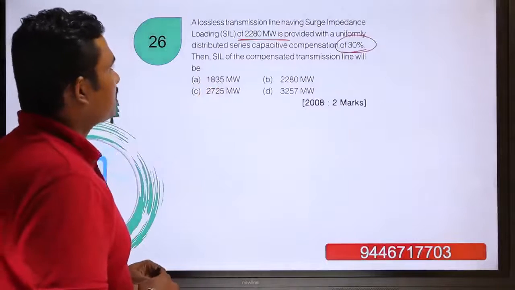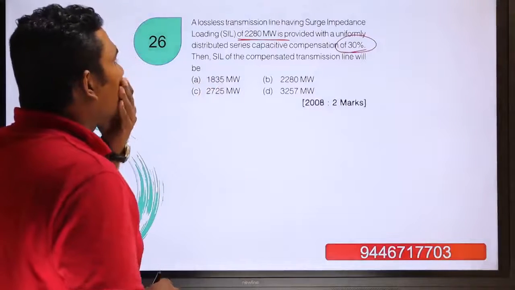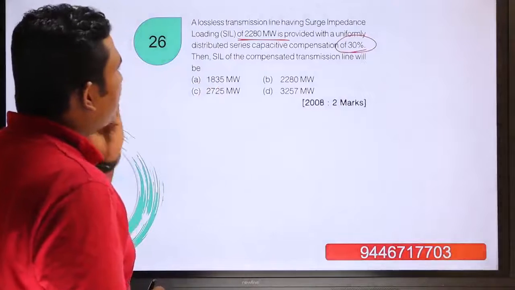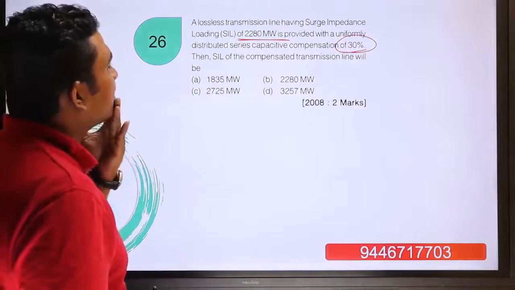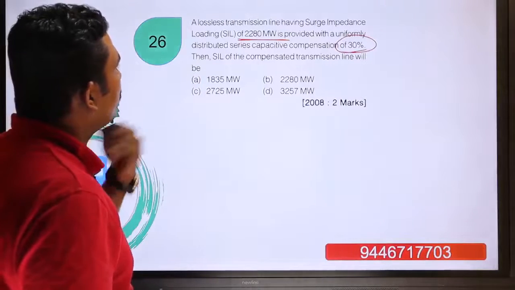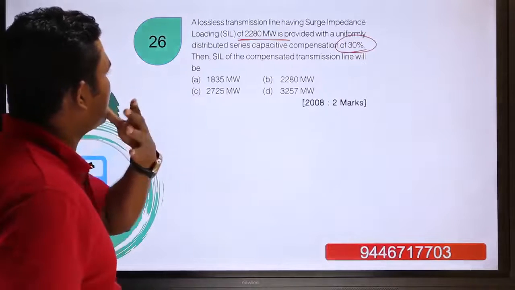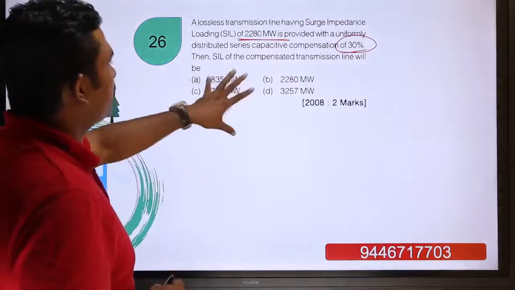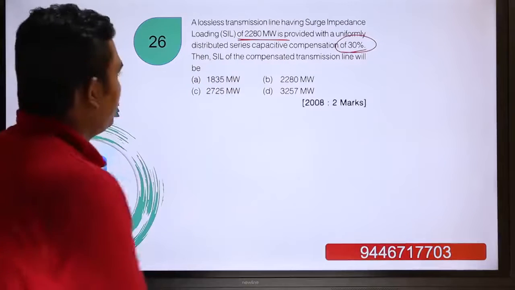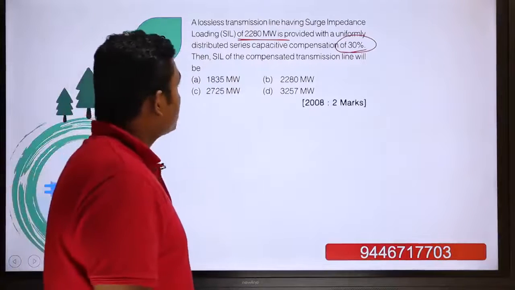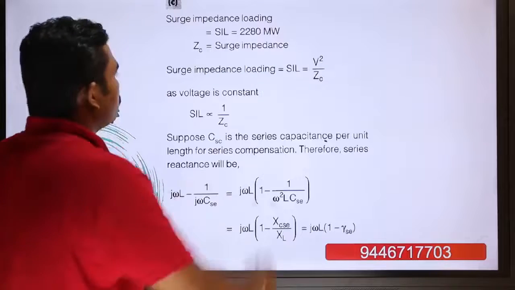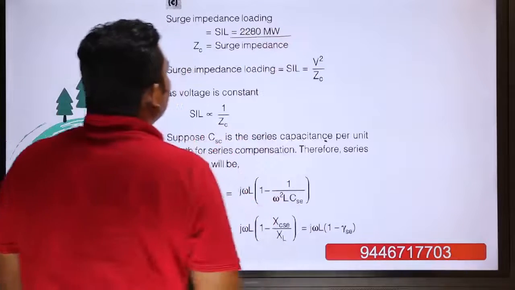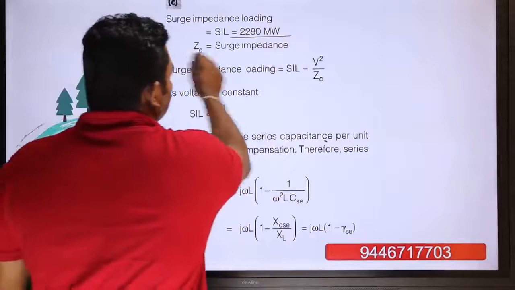So a lossless transmission line having a surge impedance loading SIL equal to 2280 megawatt is provided with a uniformly distributed series capacitive compensation of 30%. Then what will the surge impedance loading of the compensated transmission line be is the question. So what is our surge impedance loading? It is equal to 2280. Surge impedance is equal to ZC.